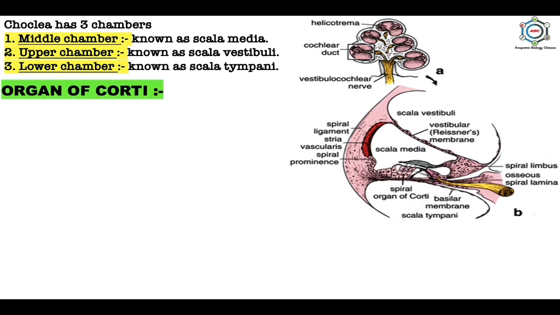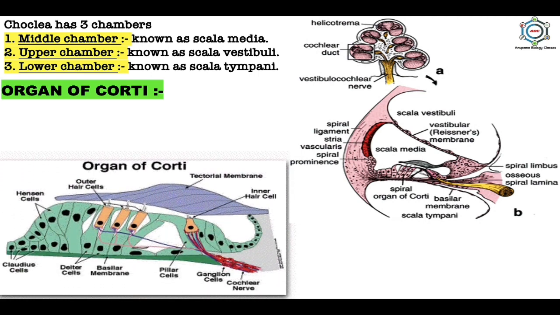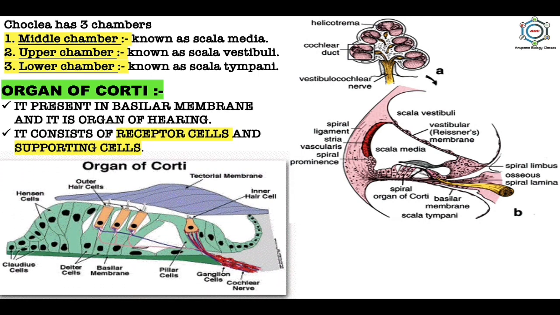Now the organ of Corti. This is the organ of Corti. It is present on the basilar membrane and it is the organ of hearing. It consists of receptor cells and supporting cells. Receptor cells are called hair cells, inner hair cells and outer hair cells. In the picture you can see the structure.